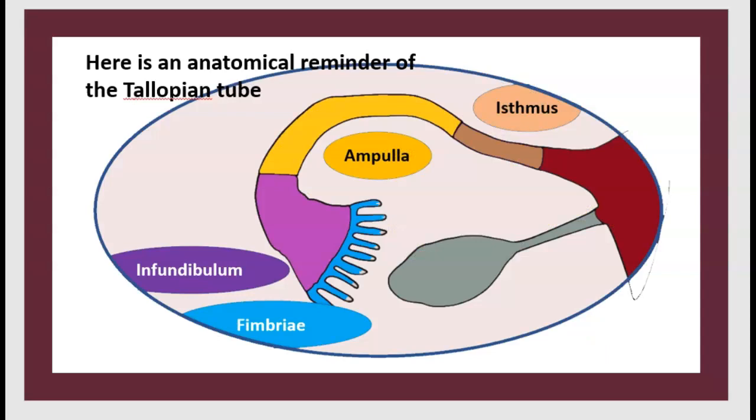Here is an anatomical reminder of the fallopian tube: fimbria, infundibulum, ampulla, isthmus, uterus, and ovary.